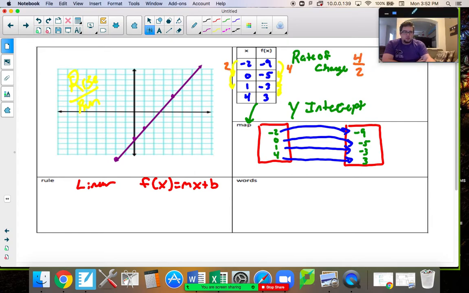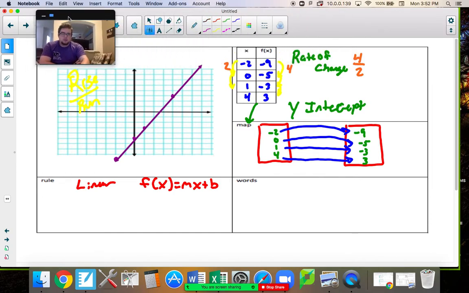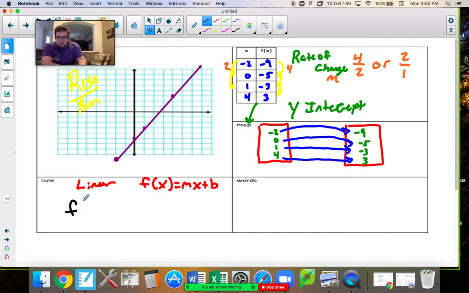We should simplify. I'm going to move myself right about there. Simplify. So this is really 2 over 1. So our rate of change, m, is 2 over 1. So our equation so far says 2 over 1x. And no, we do not technically need the 1 on the bottom. We're just going to leave it there for our notes purposes.